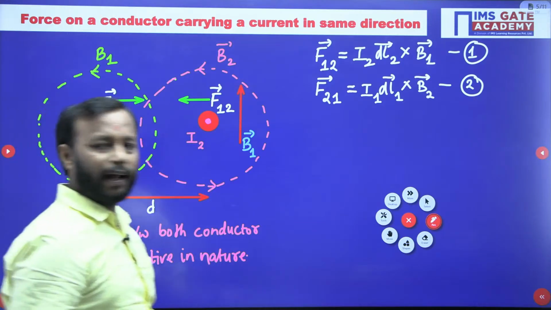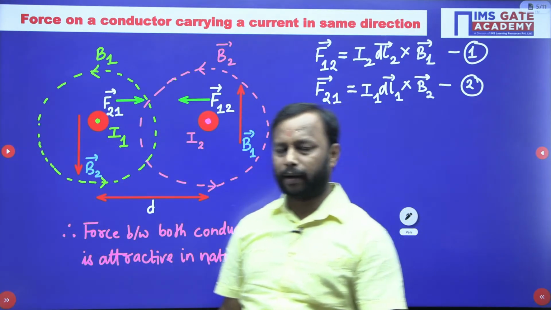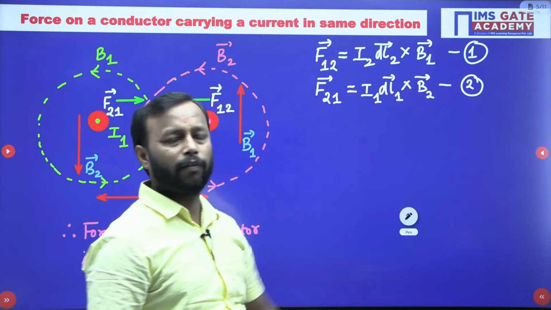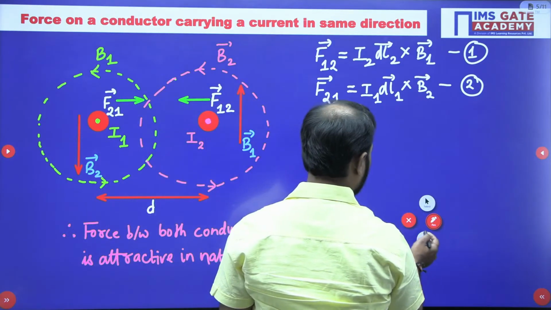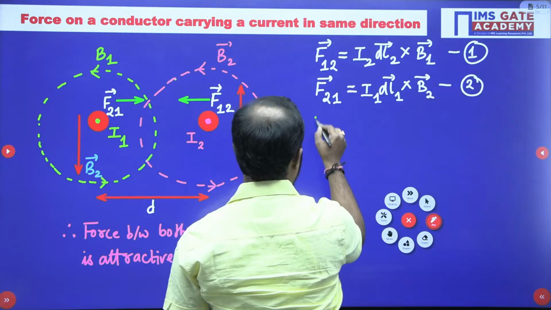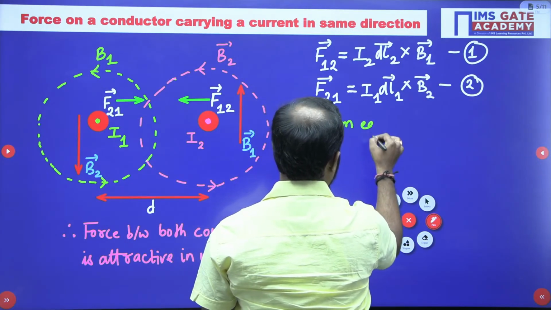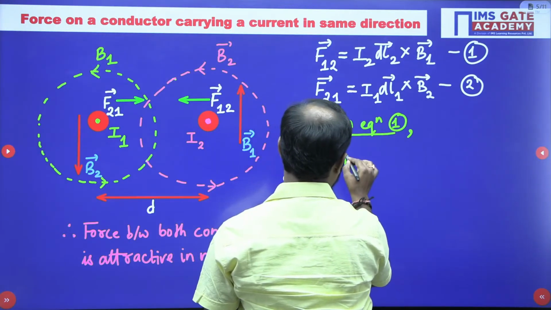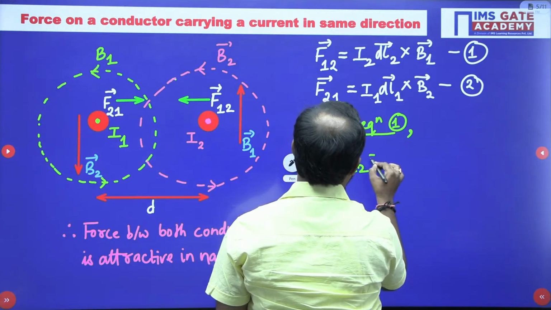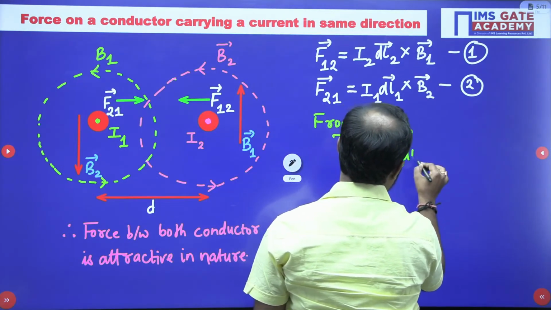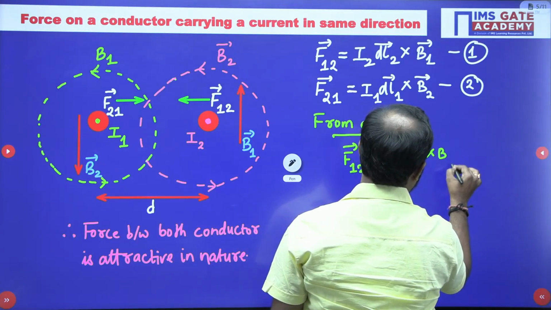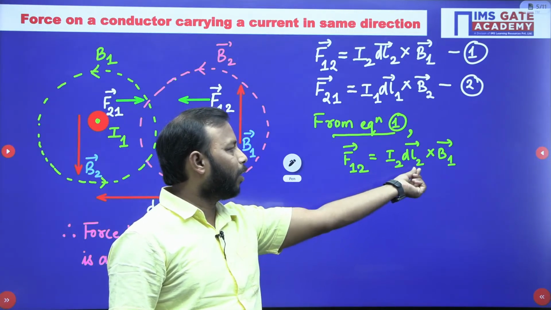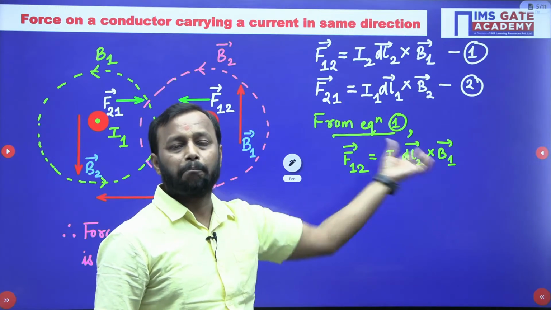Now, we have found whether it is repulsion or attraction. But what will be the magnitude? For that, we are going to use equation 1 and equation 2. So, let me take equation 1. Equation 1, F12 is equal to I2 dL2 into B1 vector. Okay. So, here you have I2 dL2, which means it is a vector. So, it is going to have magnitude and direction.